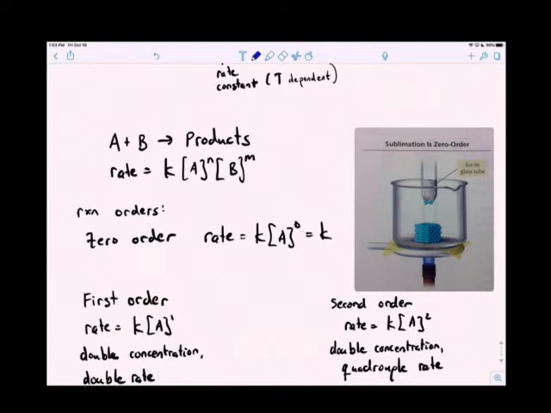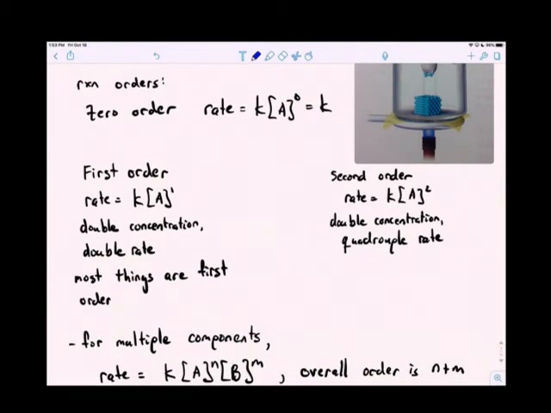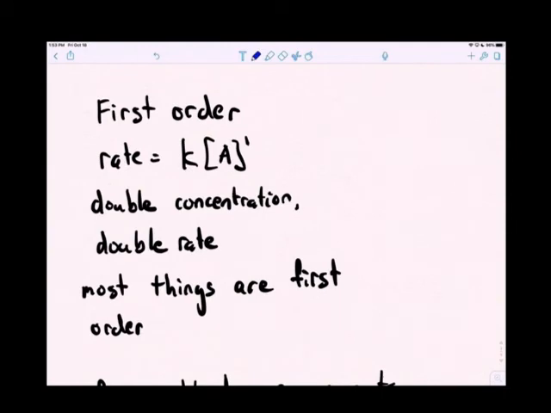So on the graphic on the right, it doesn't matter what the concentration is. The reaction, or in this case the process, goes forward at the same rate. It has no effect. The second thing we'll talk about is first order. So first order: rate is equal to the rate constant times the concentration raised to the power of 1. And this is what most things are. Almost everything is first order.